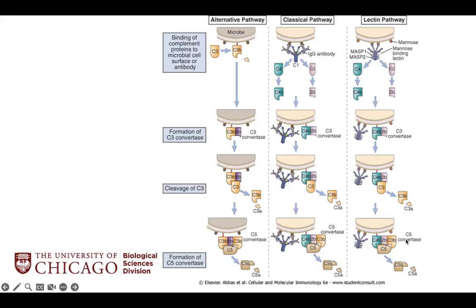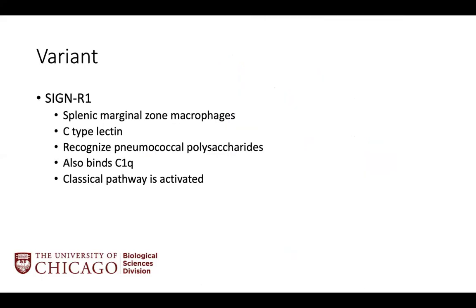And remember, all we want to do is make C5 at this stage of the game. So this can happen three different ways, either spontaneously or two very similar, kind of analogous ways, the classical and lectin pathways. Any questions there?